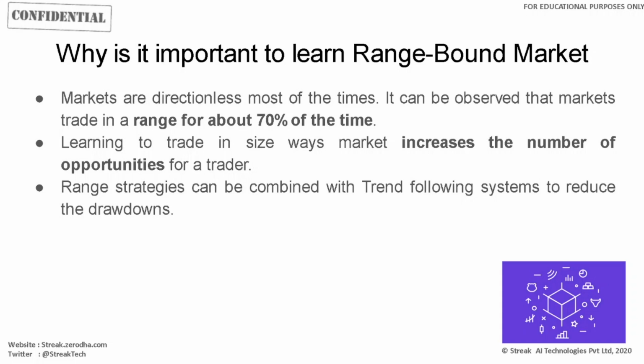Range-bound strategies can be combined with trend-following systems to reduce the drawdowns. Range-bound strategies can also help you make up for the losses that are incurred by your trend-following strategies in a range-bound market. It works as some sort of a hedging technique. It will lower your overall loss and your overall maximum drawdown if you have strategies ready for both trend-following and range-bound markets.